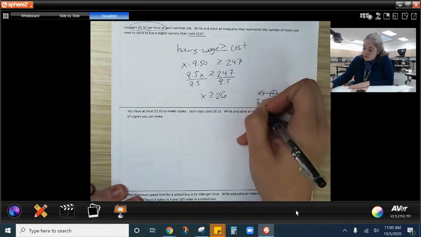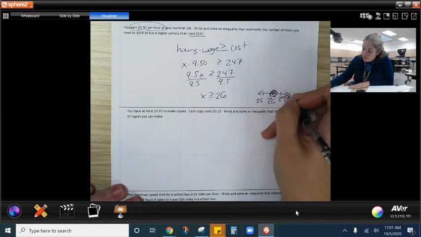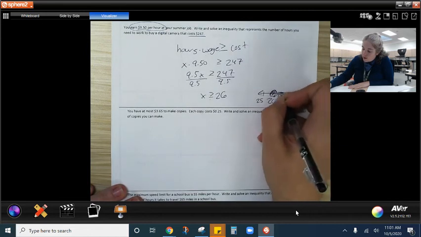I start with an open dot. This would be 25. This would be 27. The equal to fills it in, and I'm going to shade this direction.